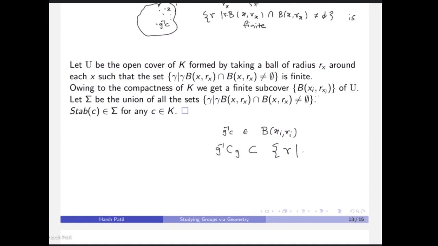all of those group elements gamma such that gamma dot B(xi, ri) intersection B(xi, ri) is non-empty. Great. And we know that this set is finite. So now if we take all such sets for x1 up to xn, and take the union of all of them, then we get a finite set. And we know that our subgroup is a subset of this finite set. So therefore all such possible subgroups have to be finitely many. Okay, so this finishes the proof.